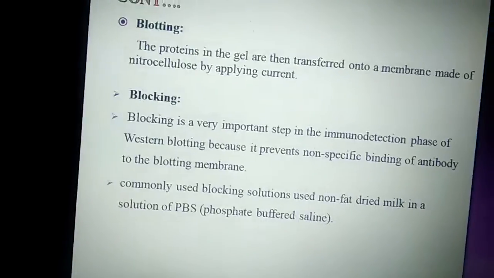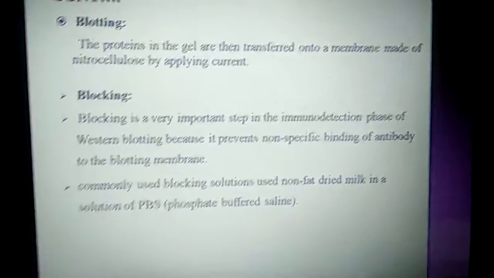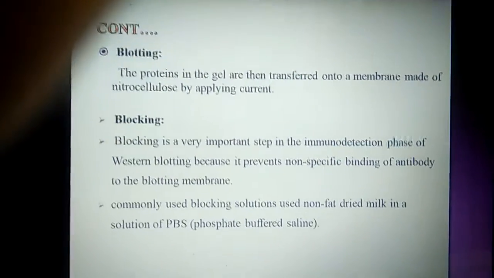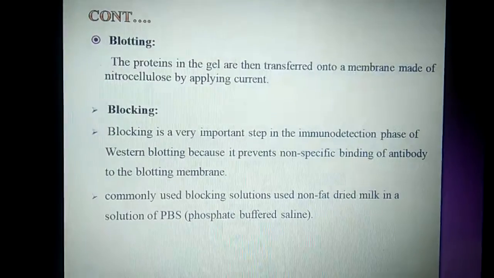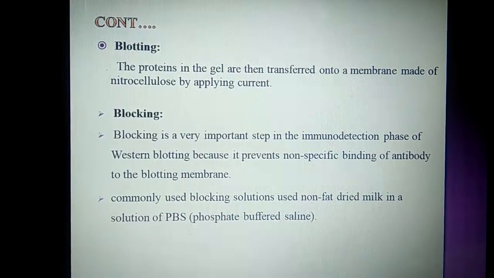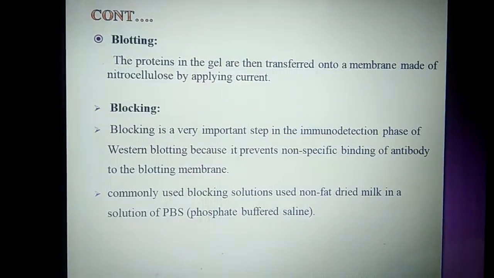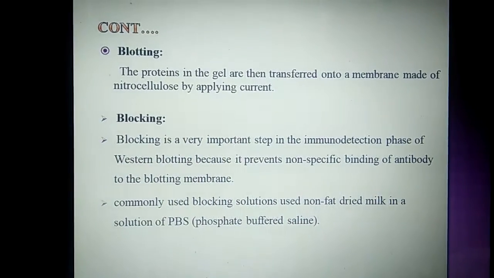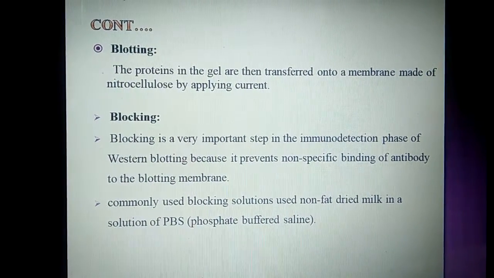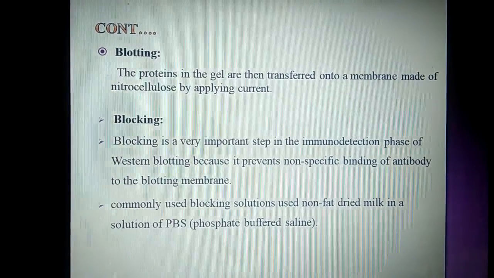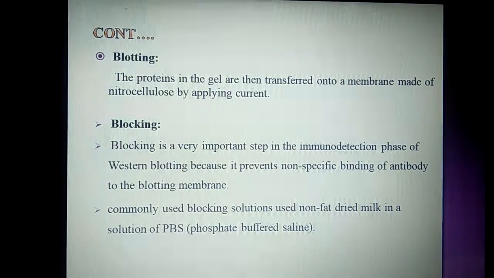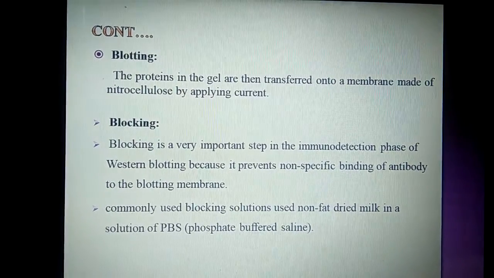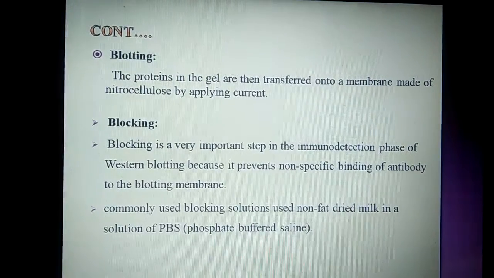The next step is blotting. Now, this blotting step is very important in all the blotting techniques, since the process is Western blotting. The proteins in the gel are then transferred onto a membrane made of nitrocellulose by applying current. We smoothly take out the gel from the gel electrophoresis chamber, and a nitrocellulose membrane is used for the transference of these gel samples.